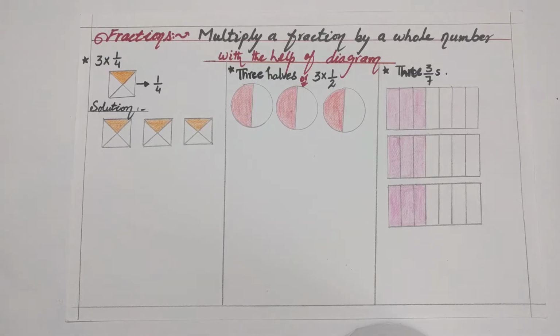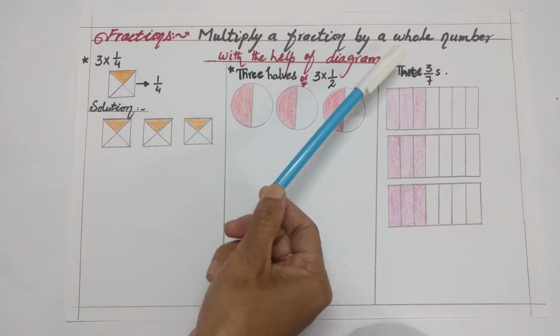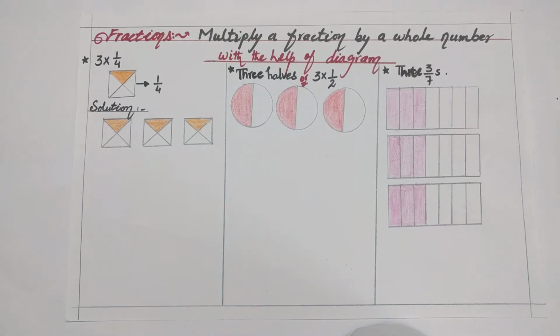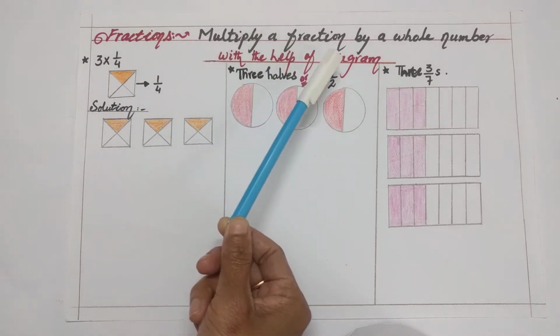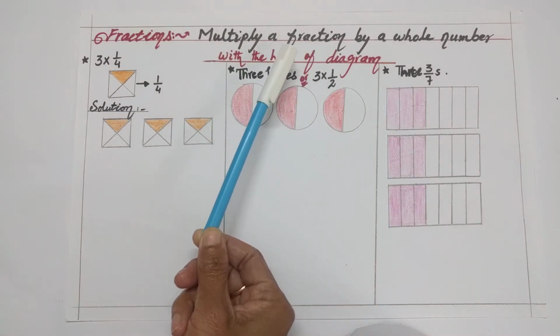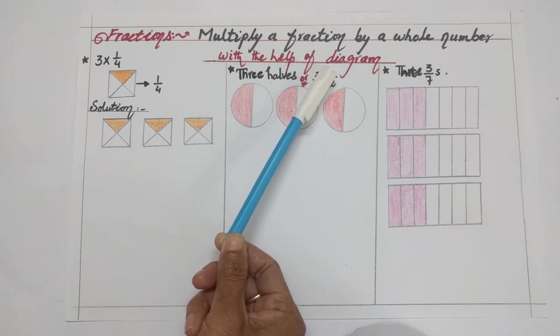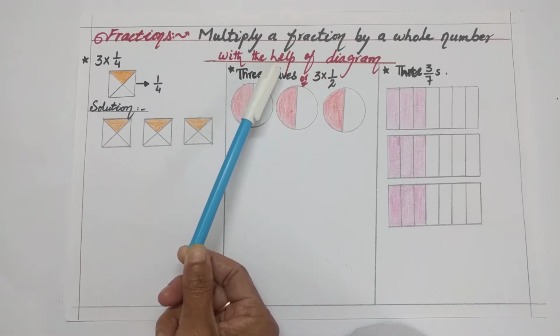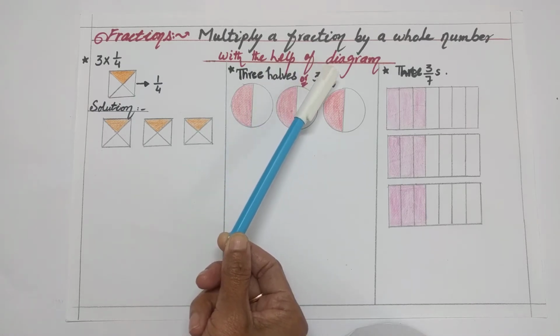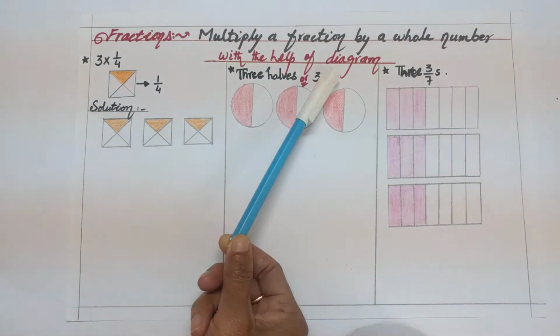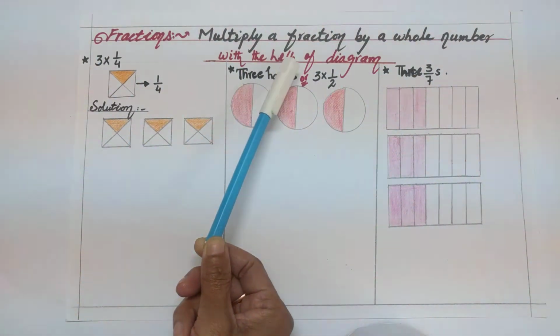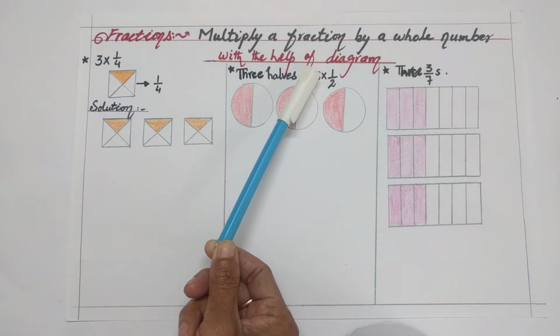Dear students, today we are going to start the next topic in fraction. Topic is multiply a fraction by a whole number. So let's start. There are two methods to multiply a fraction by a whole number. Today we are going to start the multiplication of the fraction by a whole number with the help of a diagram. You can take the help of the diagram to multiply the fraction by whole number, or you can multiply a fraction by whole number directly without the diagram.